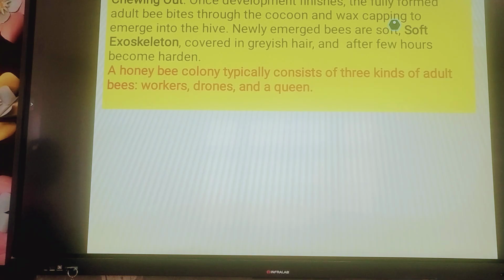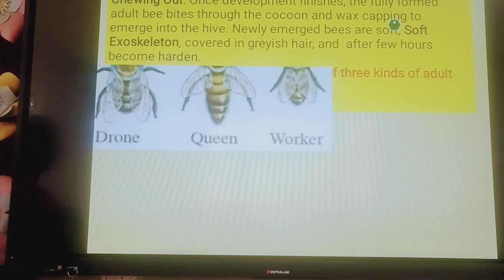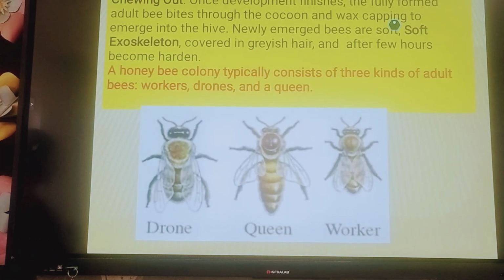A honeybee colony typically consists of 3 kinds of adult bees, already discussed: workers, drones and queen. You can differentiate between the workers, queen and drone. The drone is male, the queen and worker are female, but the queen is fertile and the worker is sterile.